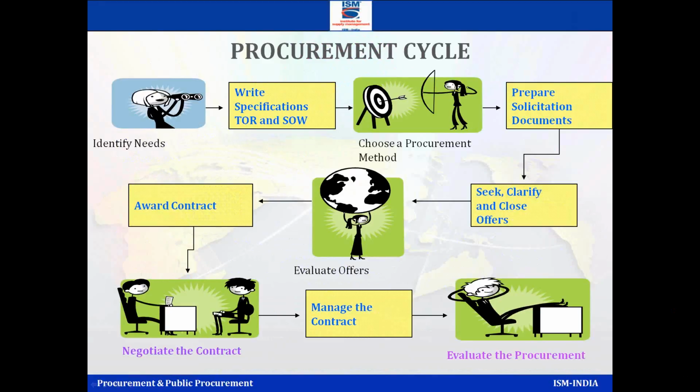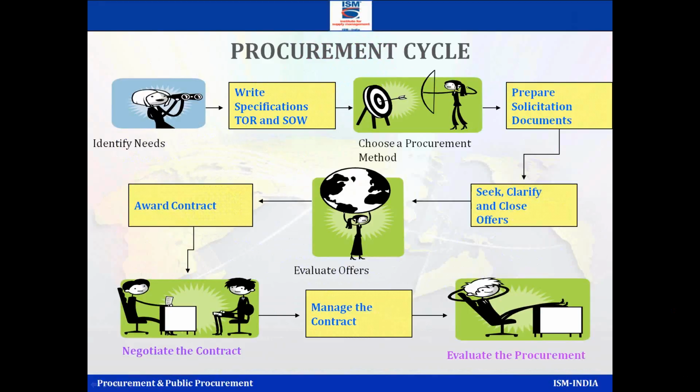Then I look around for the method, what method I'm going to follow. Should I go for competition? Should I go for direct contracting? Should I do e-procurement? Should I do reverse auctions? Different methods are there.